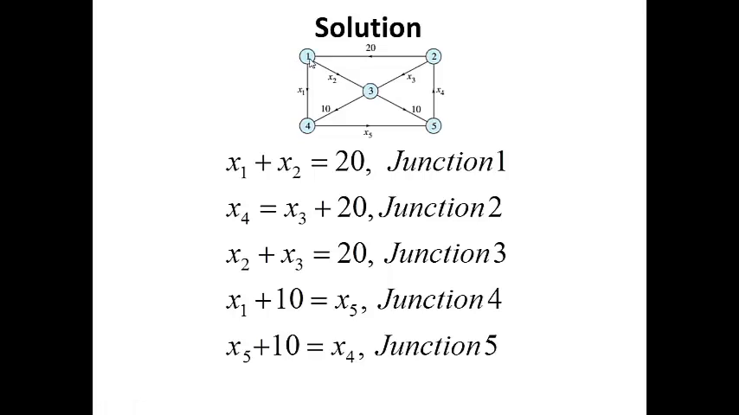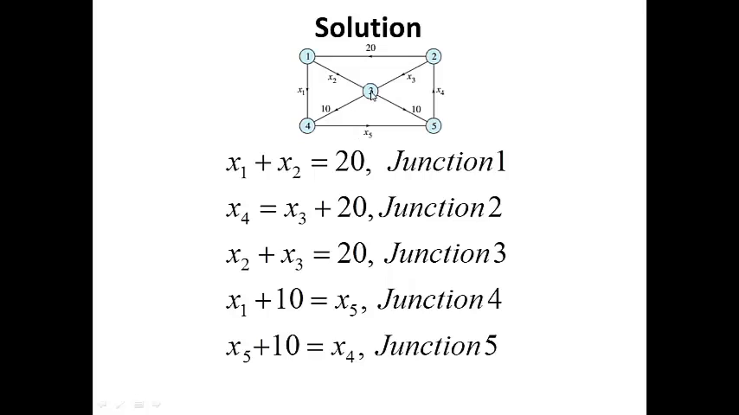Recall that the total flow into a junction must equal the total flow out of the junction. So in junction 1, the flow into the junction is 20 and the flow out of the junction is x1 plus x2. So x1 plus x2 equals 20. Junction 1 done. Junction 2. The total flow out of the junction is 20 plus x3 and the total flow into the junction is x4. So we have x4 equals x3 plus 20.